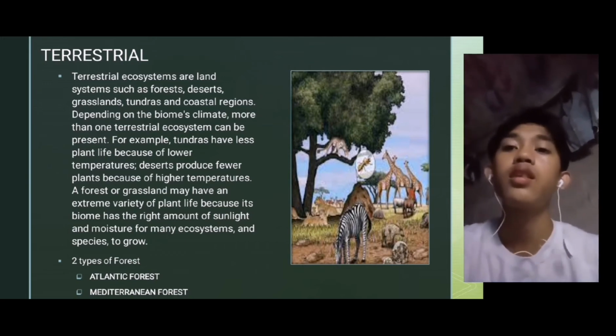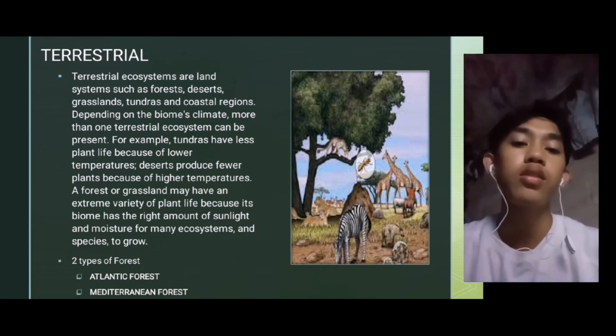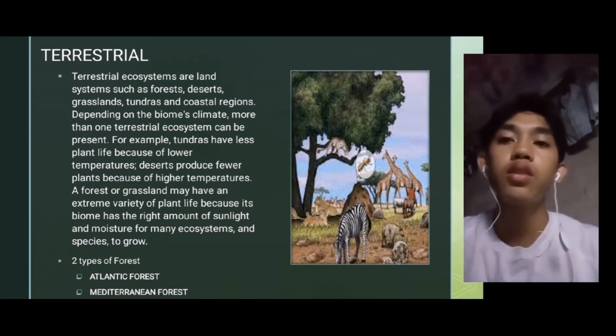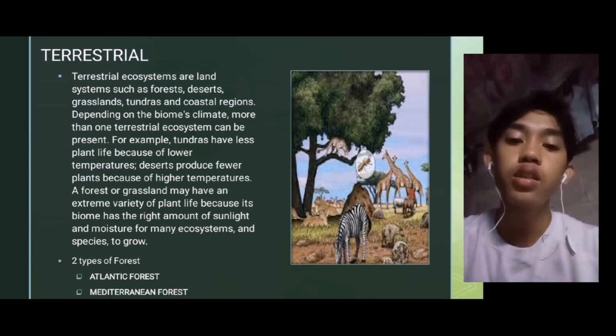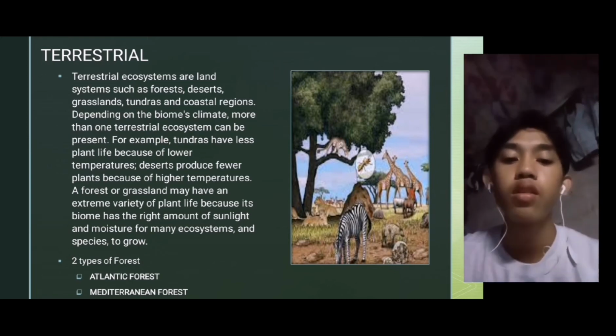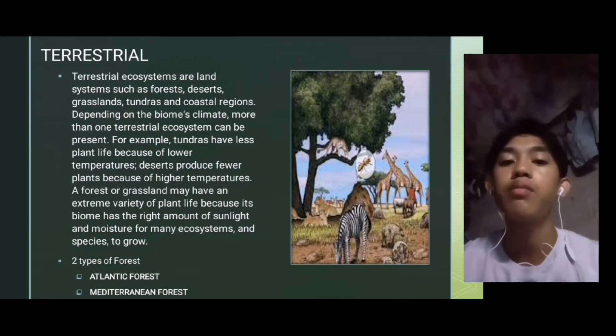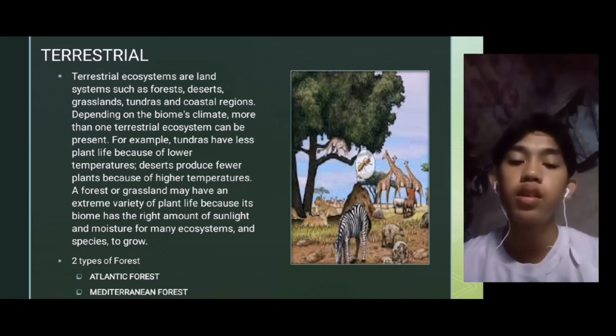Una ay yung terrestrial ecosystem. So, dinidescribe nito yung mga living organisms na nakatira sa lupa. Meron tayong 5 parte nito. Una yung forest, deserts, grasslands, tundras, and coastal regions. Lahat ng mga nabanggit ko ay may iba-ibang biomes climate. Merong mainit at merong malamig.